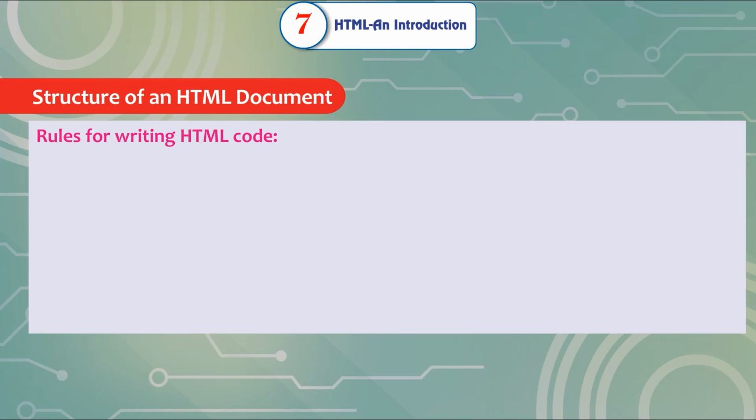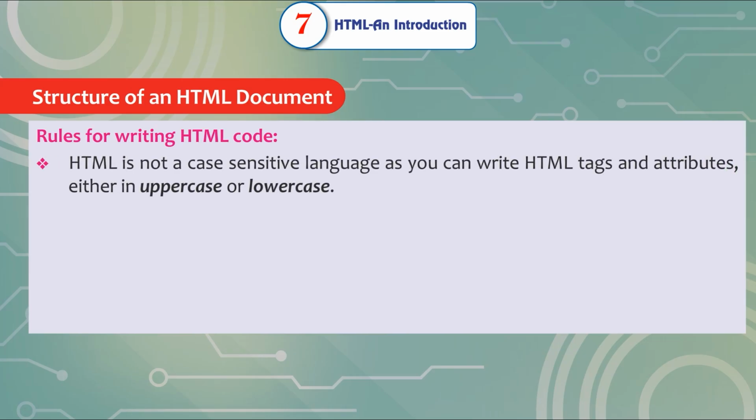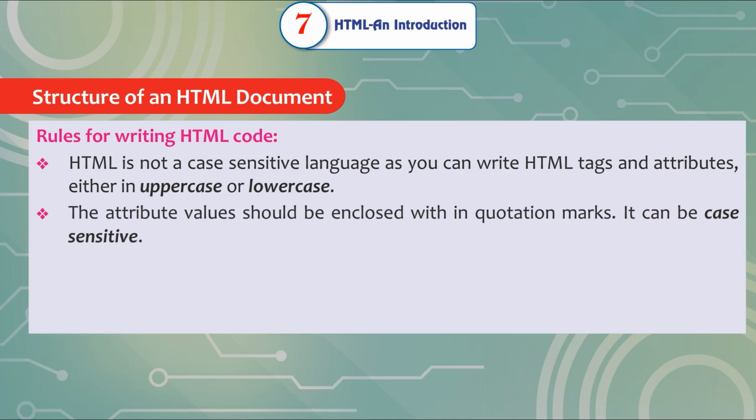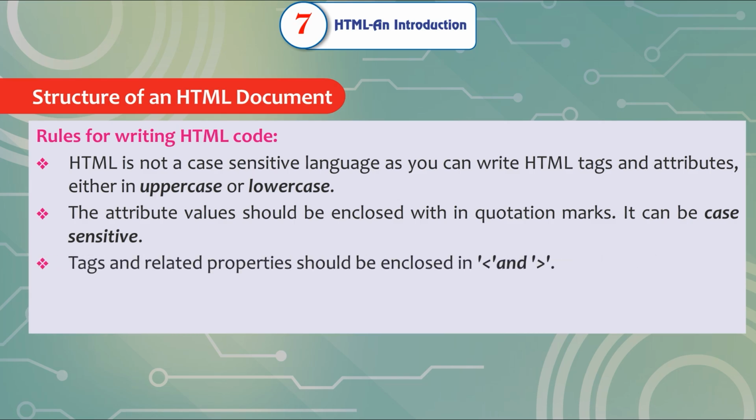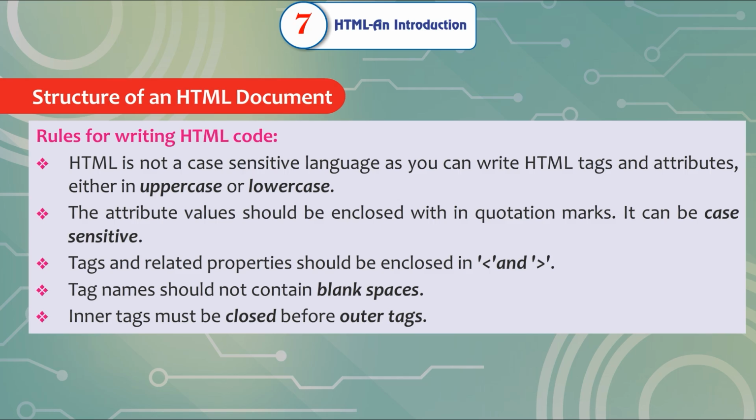Rules for writing HTML code. HTML is not a case-sensitive language, as you can write HTML tags and attributes either in uppercase or lowercase. The attribute values should be enclosed in quotation marks. Tags and related properties should be enclosed in angle brackets. Tag names should not contain blank spaces. Inner tags must be closed before outer tags.